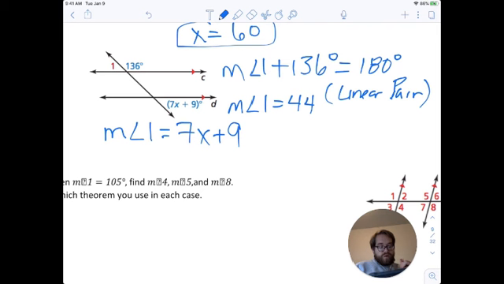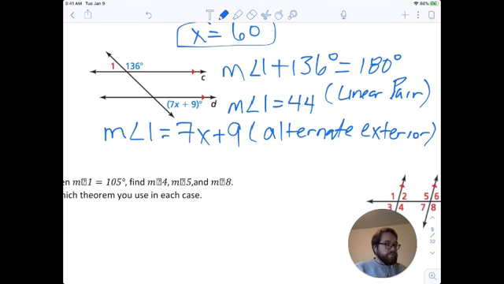So the measure of angle 1 is equal to 7x plus 9, and that's because they are alternate exterior. And those are alternate exterior. And so they're going to be congruent, so their measurements are equal. So I still haven't solved x, but I know that the measure of angle 1 is equal to 7x plus 9, and the measure of angle 1 is equal to 44.